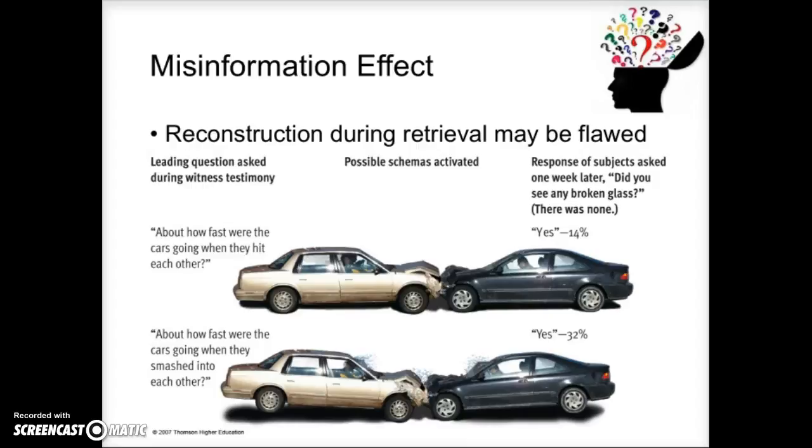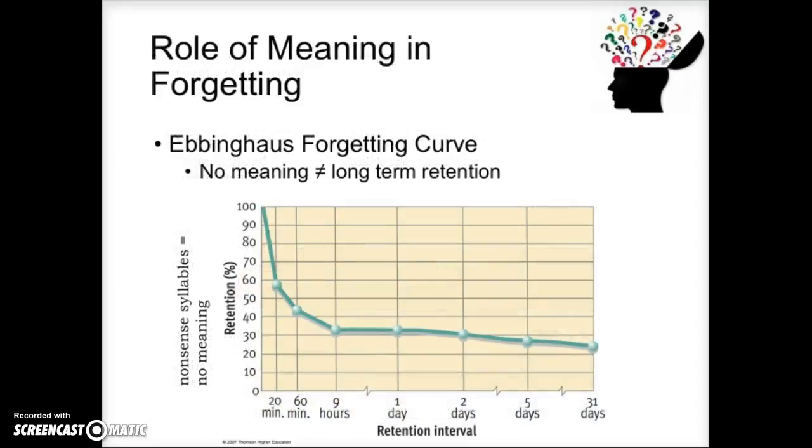Now, another thing that has a big impact on forgetting is meaning. To look at this, we want to look at a classic experiment in psychology. There was a researcher named Ebbinghaus, and what he did was he took a group of people and he sat down and he gave them a list of things to remember, and they practiced and practiced that list until each person can get it 100% right.